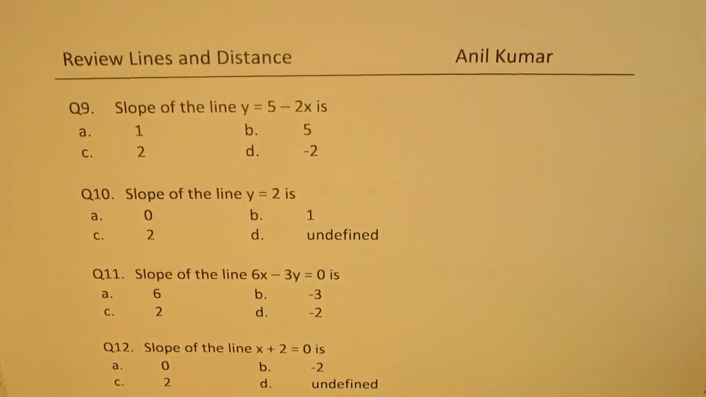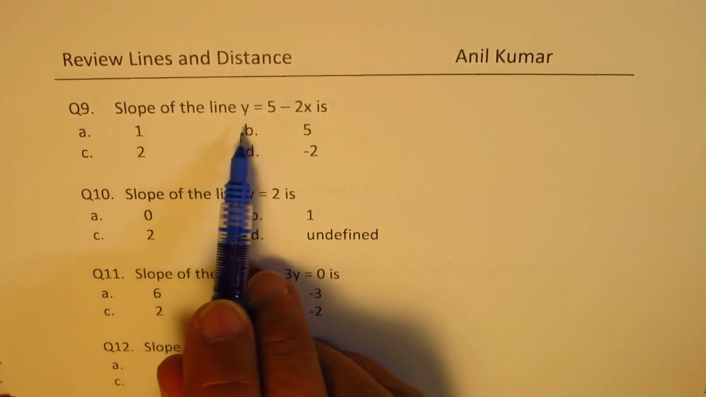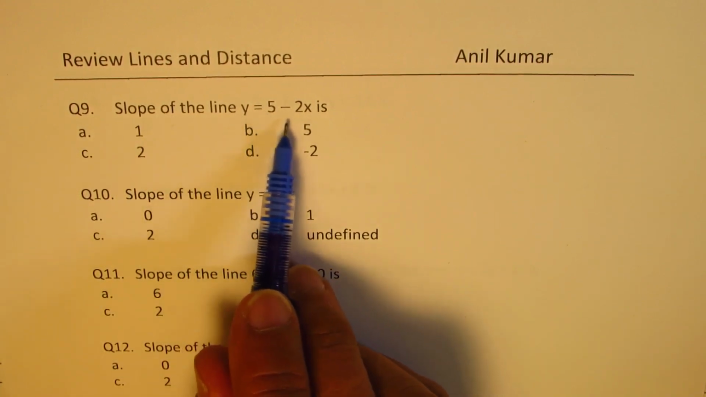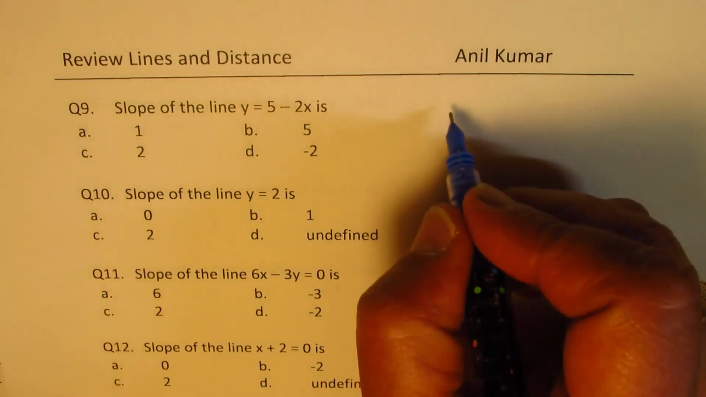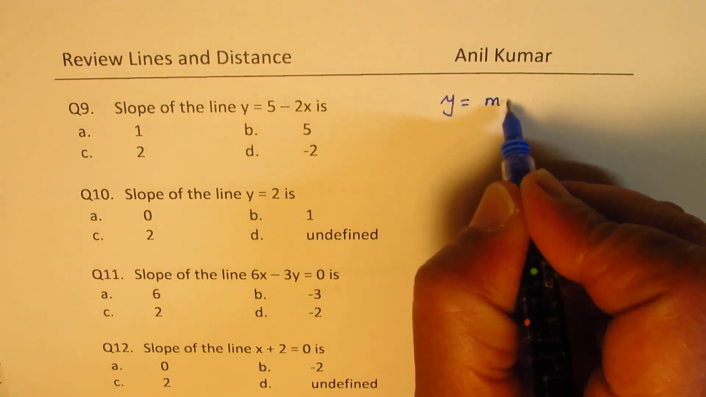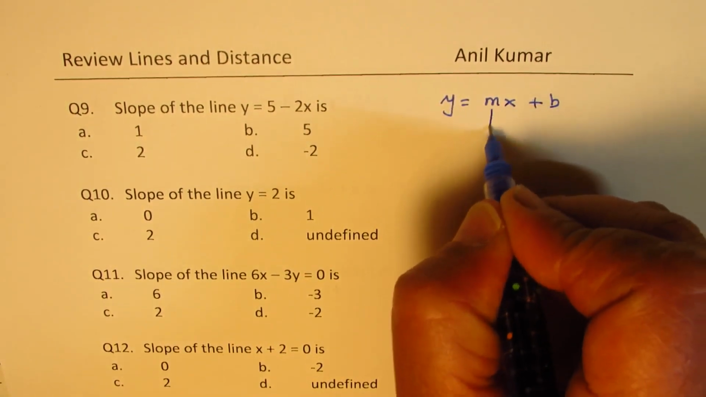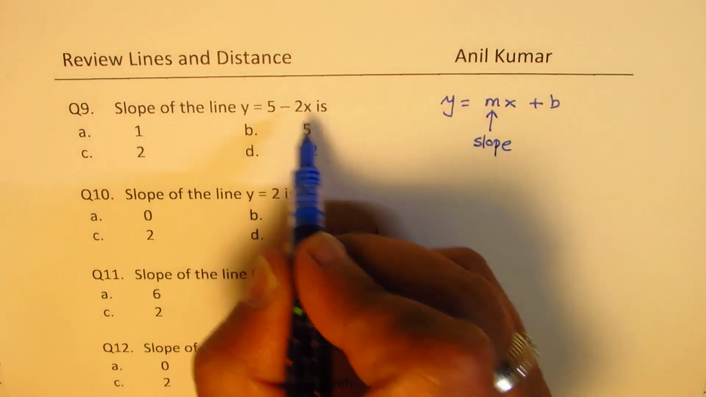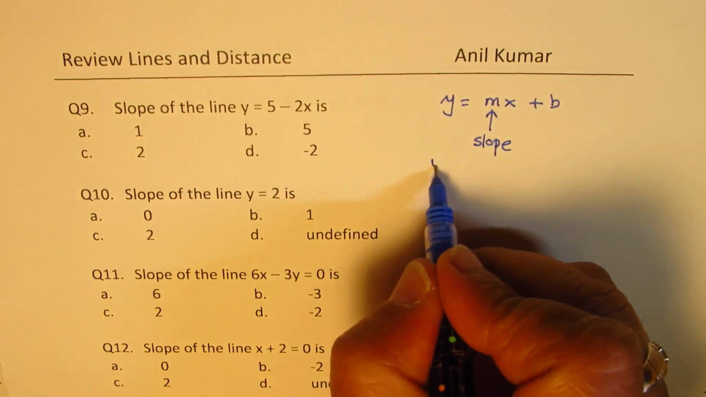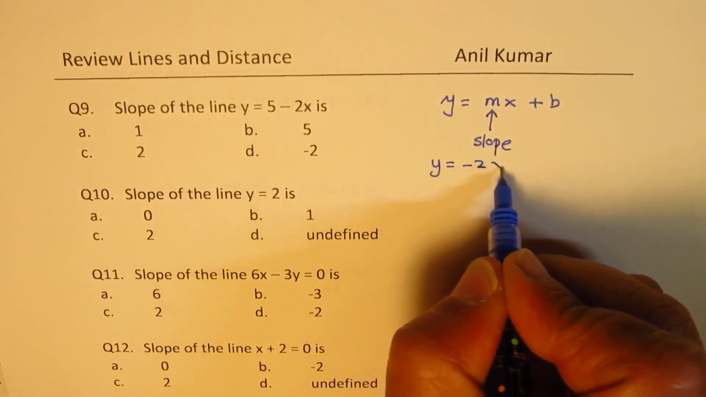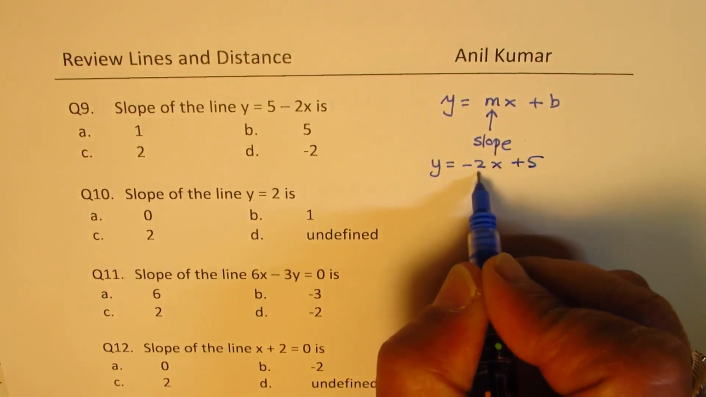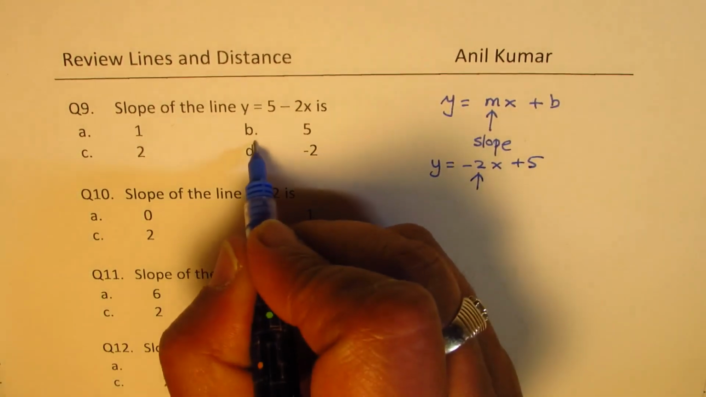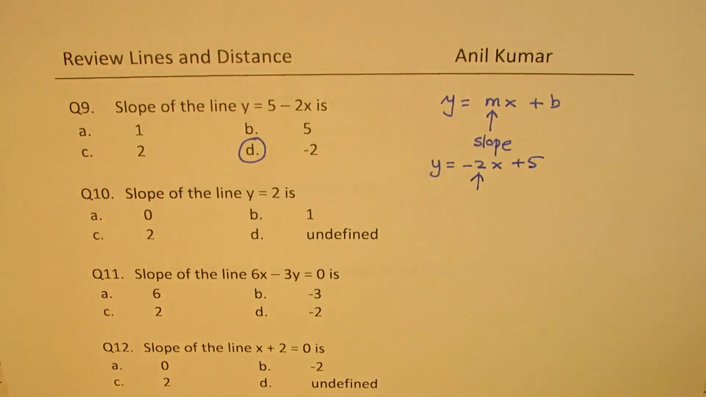Now we have here question number 9, which is: the slope of the line y equals 5 minus 2x is what? So y equals mx plus b. So m is the slope, right? So m is the slope. In this case, the equation is basically y equals minus 2x plus 5. So the slope is minus 2. So option D is the right option.